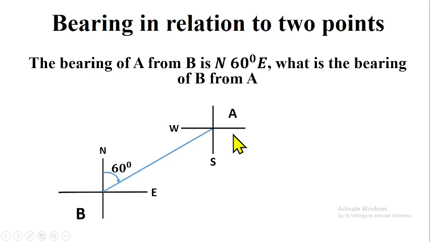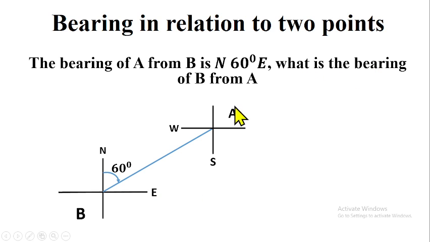I hope you can see this clearly. So this is point B, this is point A. The bearing of A from B is 60 degrees northeast. That's what you're having here. The bearing of point A from B is 60 degrees north to the what? To the east.